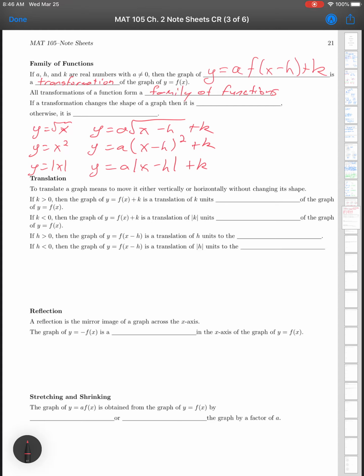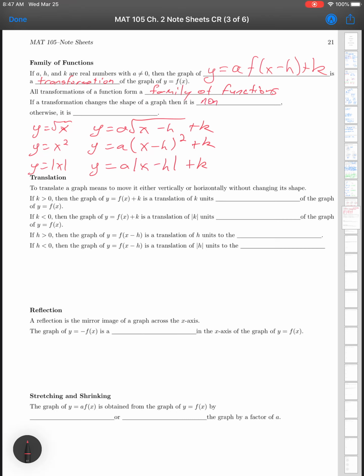So the idea is any function that only involves one operation besides addition, multiplication, subtraction, or division can fall into a family of functions based on the last operation that's left here. So we're looking at ones that are the square root, squared, and the absolute value. And then these transformations that we're going to look at fall into two different types of transformations. So if a transformation changes the shape of the graph, then it is non-rigid. And if it doesn't change the shape of the graph, it is a rigid transformation.